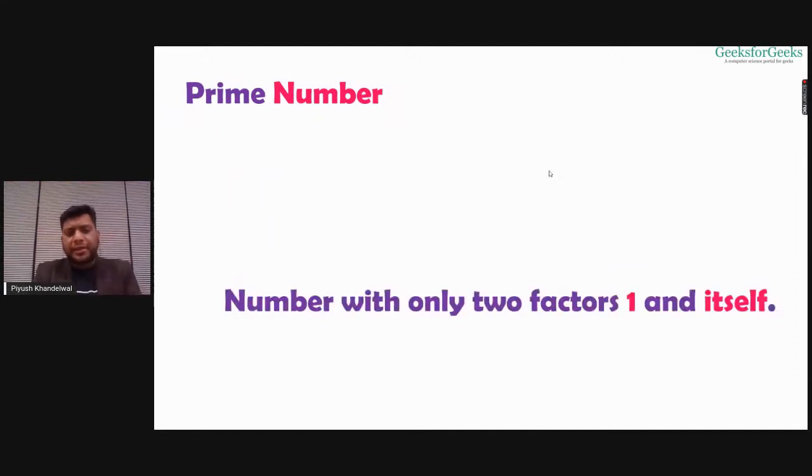Prime number, this is the definition, right? A number with only two factors, one and itself. Any number that has only two factors is going to be prime, and those two factors will be one and that number itself.